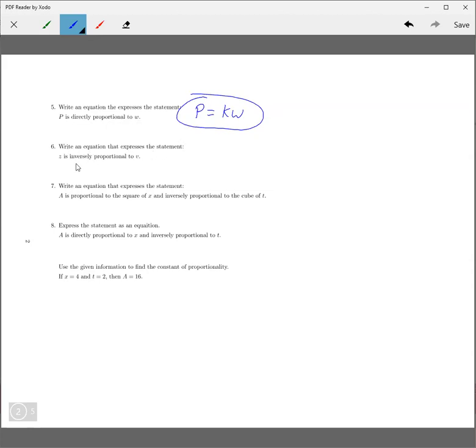Write an equation that expresses the statement. Z is inversely proportional to V. So Z equals, inversely proportional to V, that would be k over V.